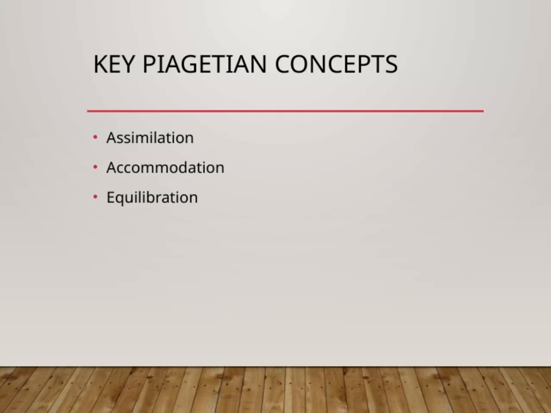Let's take a closer look at some key Piagetian concepts that are fundamental to understanding cognitive development. First, we have assimilation. This is when a child takes new information and fits it into their existing mental frameworks or schemas. Think of it as adding new pieces to an already assembled puzzle.